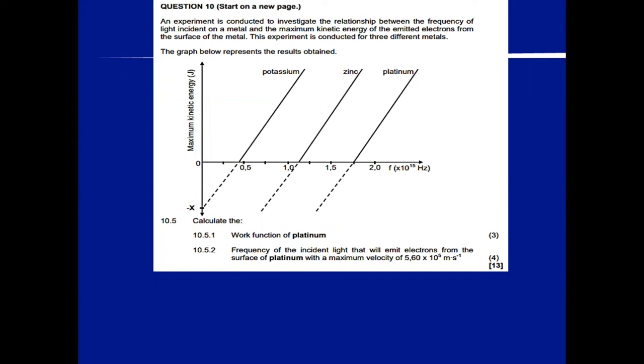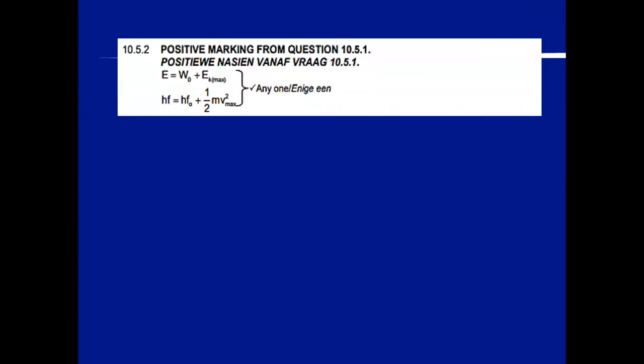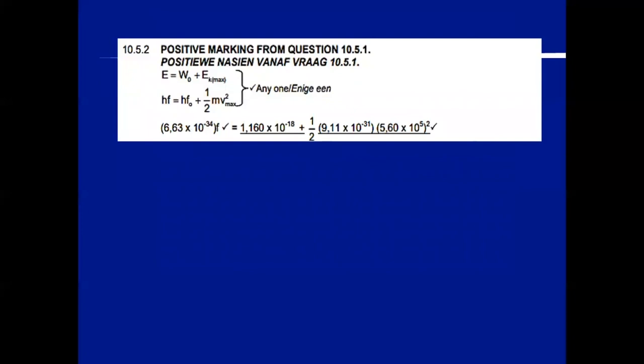10.5.2, frequency of the incident light that will emit electrons from the surface of platinum with the maximum velocity. What you are given there is the maximum velocity, so you use it to find your Ek max. You change your Ek max to half m v max squared because you are given the maximum velocity. And remember, we're dealing with an electron, so the m is the mass of the electron, which again you get from the table of constants. We're looking for the frequency, so we say hf is equal to hf naught plus half mv squared. We substitute what we know. Again, you get 1 mark here, 1 mark for substitution there, and 1 mark for substitution there. You already have more than half of the marks that you need for this particular question.